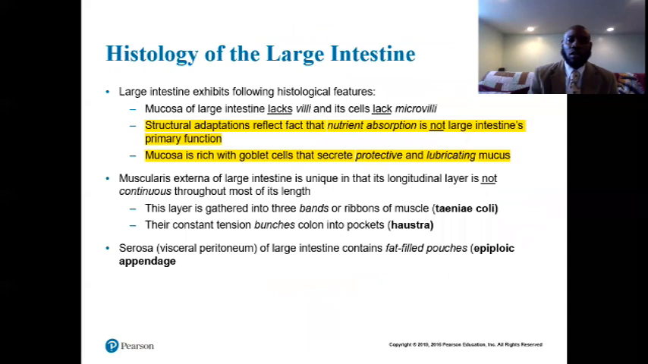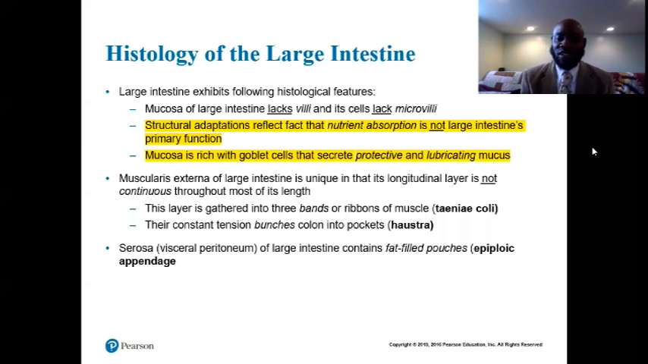Right? What is the histology? We have to look at the cell structure of the large intestines. We have mucosa of the large intestines, which lacks villi, and the cells lack microvilli. So it's not adapted for absorption. That is not the primary function. That is a major difference between the large intestines and the small intestines.